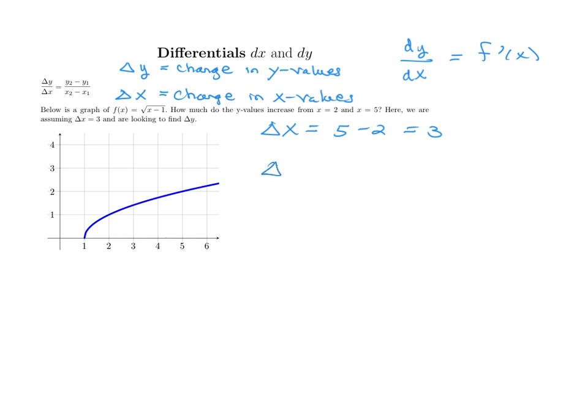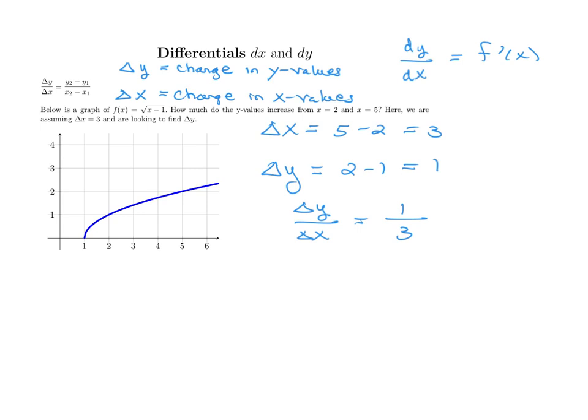What is the change in y values? We're starting at y is equal to 1, and we end up at y is equal to 2. So this is 2 minus 1, or 1. So what is delta y over delta x? The y values went up by 1. The x values went over by 3. Essentially what this says is the slope between these 2 points is a third. So again, delta x is the change in x values. Delta y is the change in y values on the actual function itself.